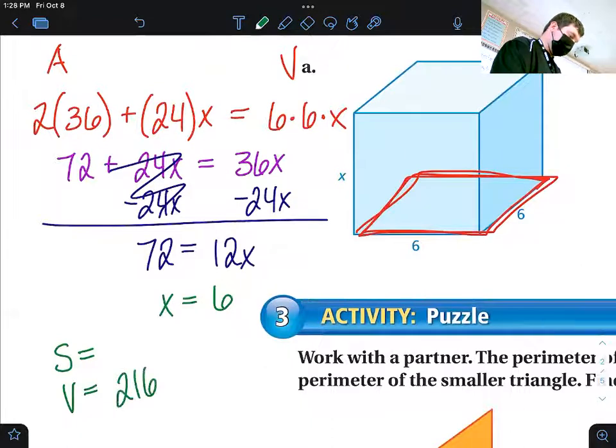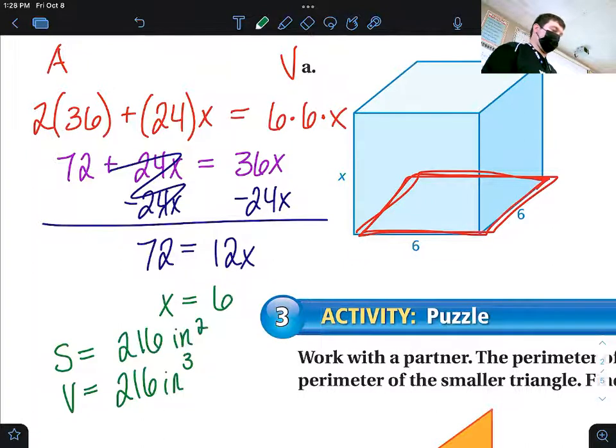Okay, and that's inches cubed volume, remember, we're back to cubic inches. And if the volume is the same as the surface area, that would make the surface area also 216, but we're going to put inches squared for it. So we wrote the equation, we solved the equation, we plugged x in to find the surface area and volume.